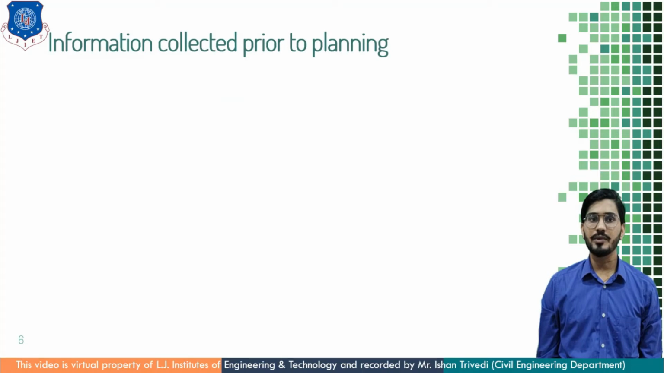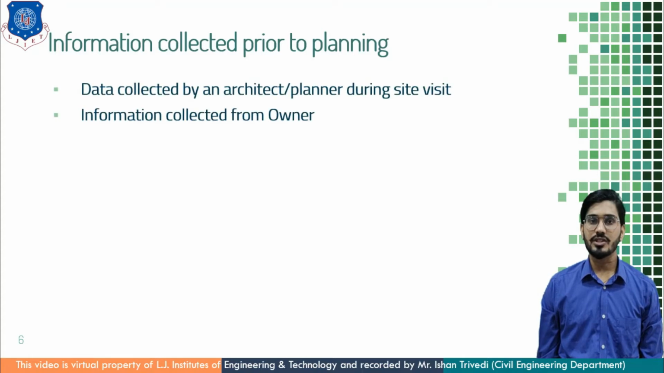Next is information collected prior to the planning of any residential building. Here, two types of information are collected. First is data collected by the architect and planner during the site visit, and second is the information collected from the owner itself. So first, the data collected by the architect or planner during the site visit.